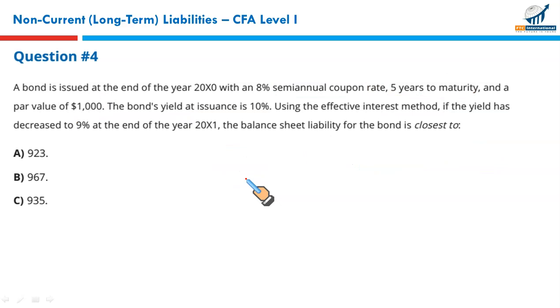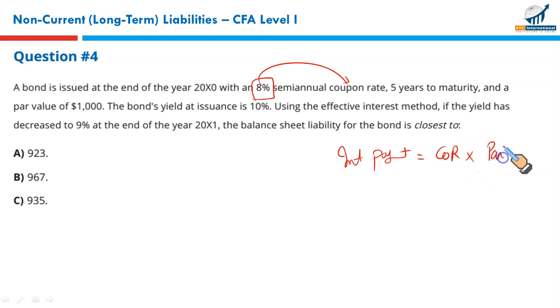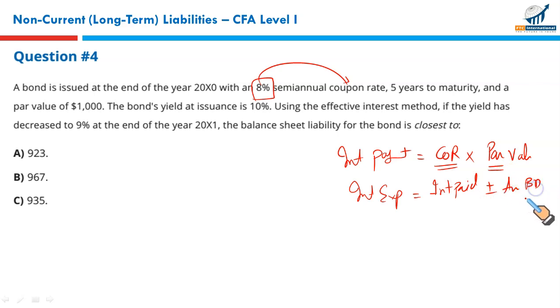Remember, this is what we know for the basics. Interest is paid as per the coupon rate. Interest payment, please note this down, is calculated by multiplying your coupon rate with the par value of the bond. Coupon rate multiplied by the par value of the bond. Then what is the interest expense? Interest expense is calculated by seeing how much interest we have paid plus or minus amortization of bond discount or amortization of bond premium.